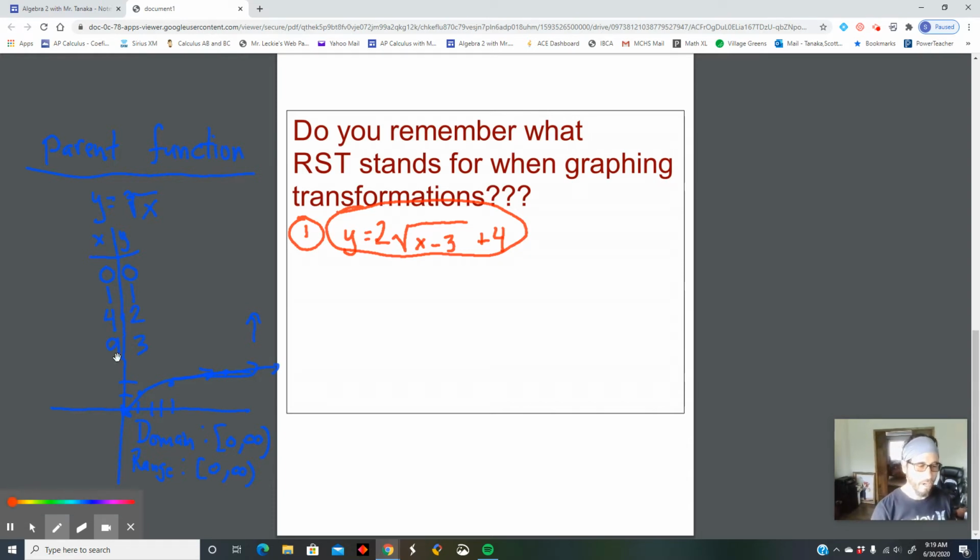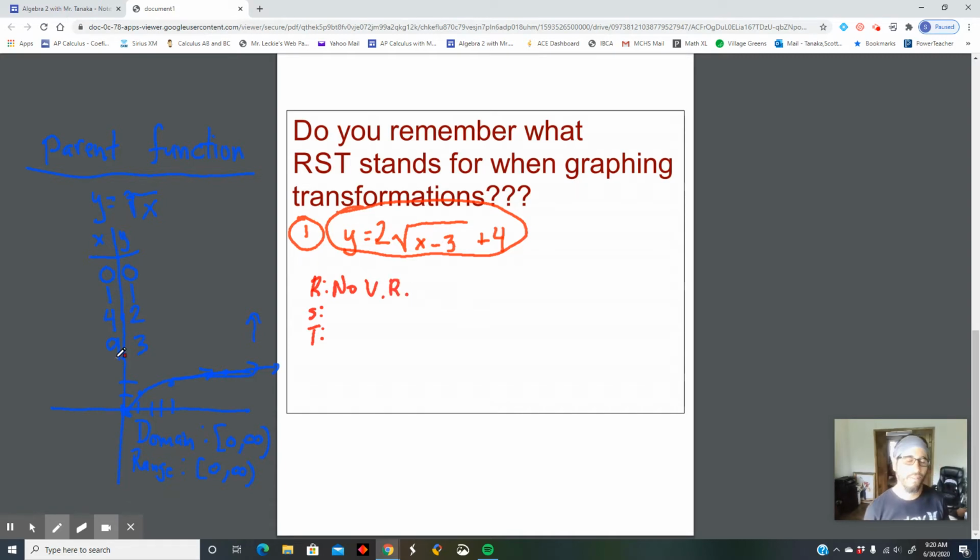Now, how do we graph with RST? Remember, the way we graph with RST is we write down R, S, and T. The first thing we say is, is there a reflection? And you're going to say no vertical reflection. Remember to write all that out, okay? It would be over the x-axis.